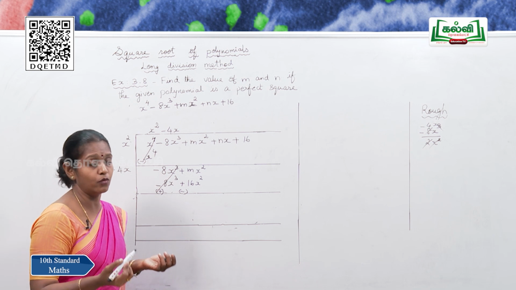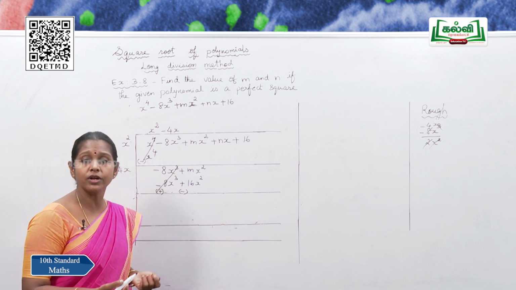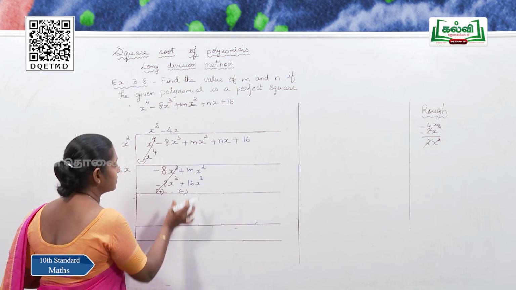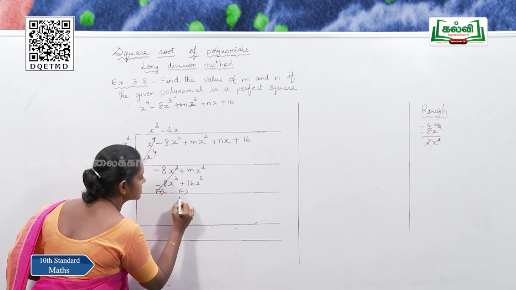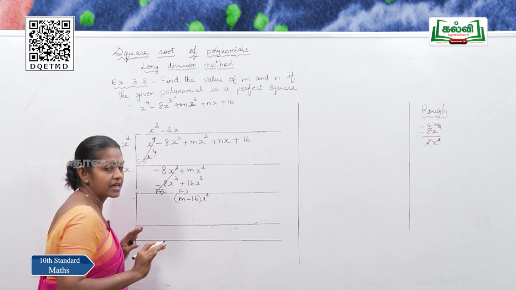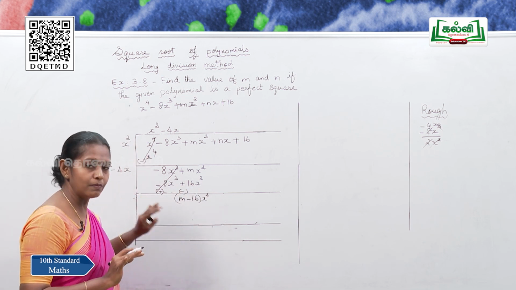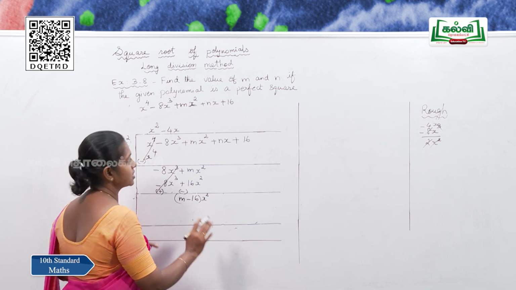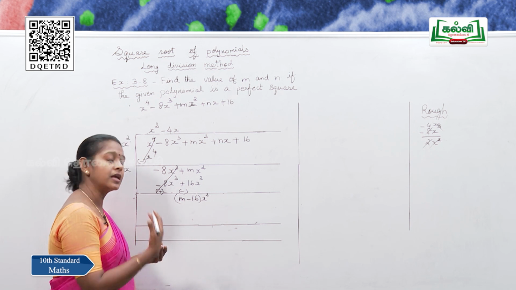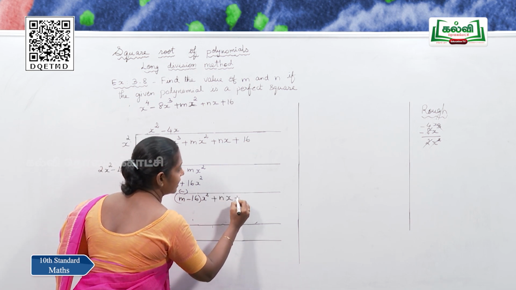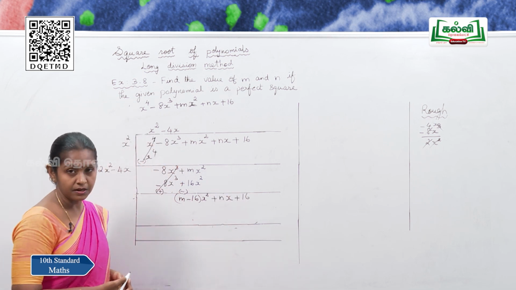And what about this? I don't know what is the number for m. So, what should I do? I should write as it is what is in the question. That means m minus 16 of x squared. That's all. So, no worry about it. You will be getting the answer very easily using the same procedure. That's all. As usual, we are going back to the procedure. The last two terms should be brought down. That is nx plus 16.